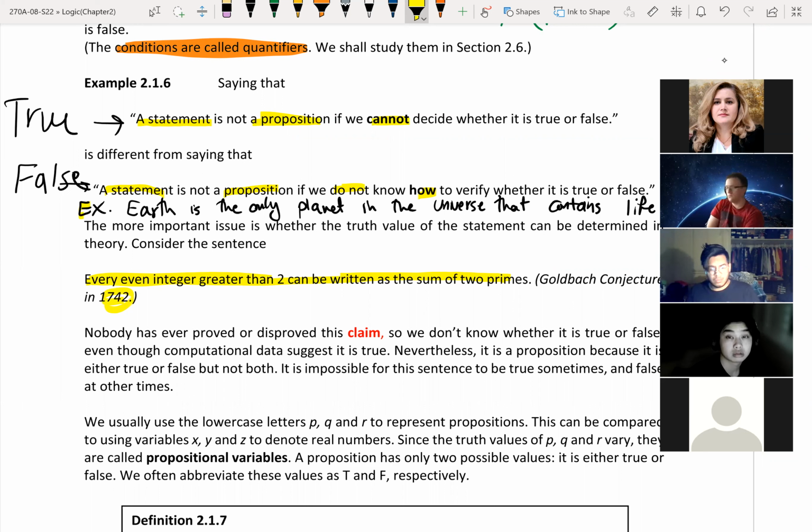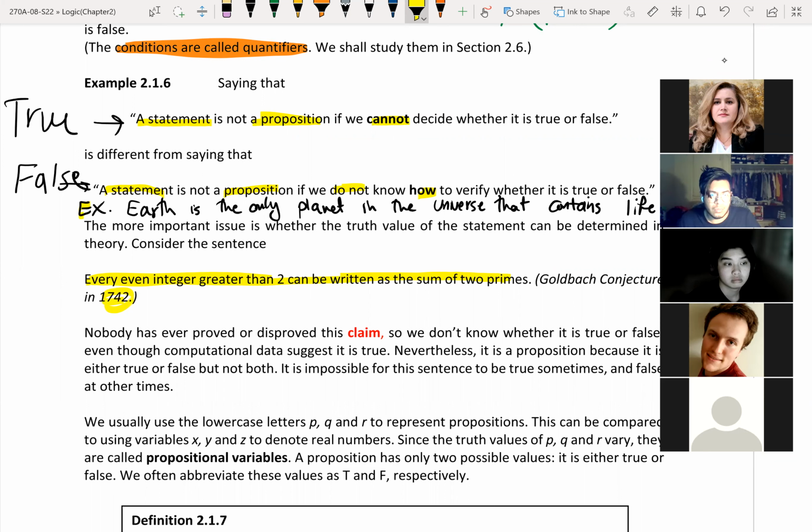This is a claim. As you said, this is a claim. Somewhere, someday, somebody can prove it true or false. It can't be both, right? Either they successfully prove it or disprove it. But as of now, is this a proposition or not? Yes, it is a proposition.